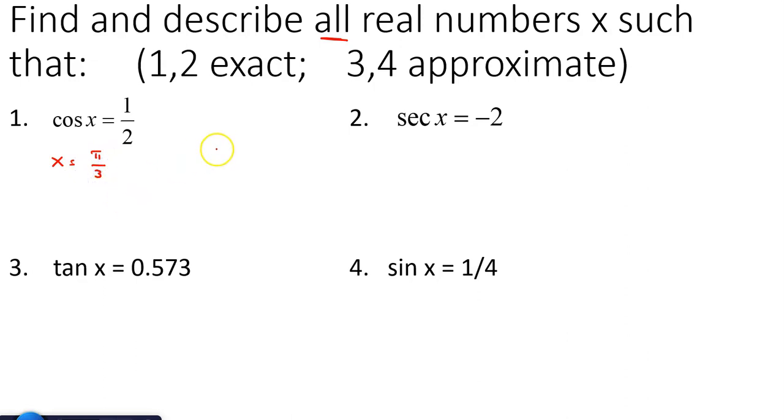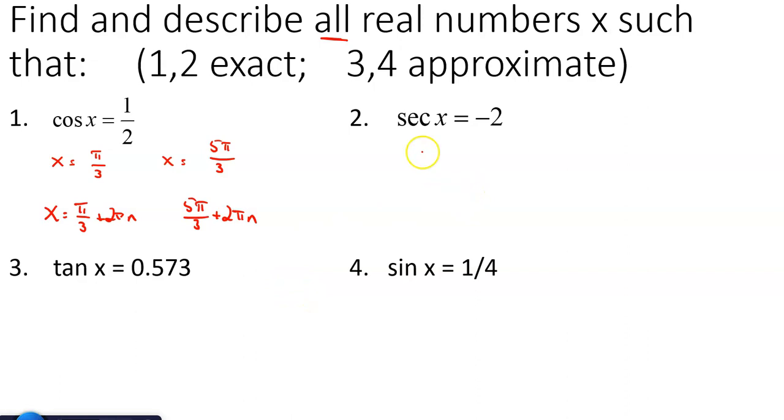Cosine is also positive in the fourth quadrant. So in the fourth quadrant, it happens at 5 pi over 3. So I can write general solutions by saying x equals pi over 3, and then remember cosine repeats every 2 pi, so plus 2 pi n, 5 pi over 3 plus 2 pi n.